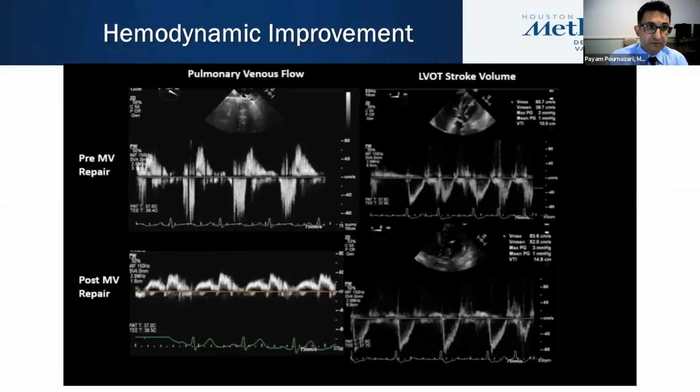We also assess for hemodynamic improvement. As you can see on the top left panel, there's systolic flow reversal in the pulmonary veins. And in the bottom left panel, there is an upright S wave in the pulmonary veins. The LVOT stroke volume is improved in this setting, and we have increased LVOT flow, which is obtained from transgastric views.